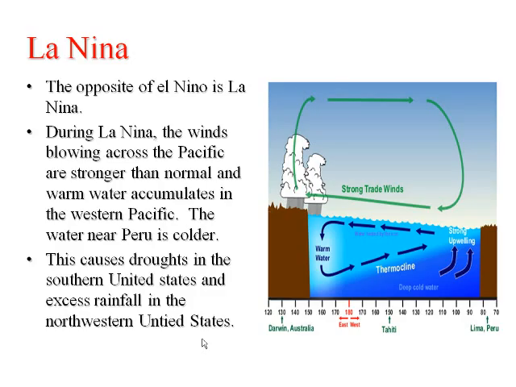La Nina is the opposite. And this is when the winds blowing across the Pacific are stronger. So in El Nino, we saw the winds were weaker for whatever reason. Now we're seeing the winds are stronger. And that means that the warm water accumulates, and the water near Peru is colder, which causes droughts and excess rainfall. So it really totally depends on your location as to what effects you are seeing.